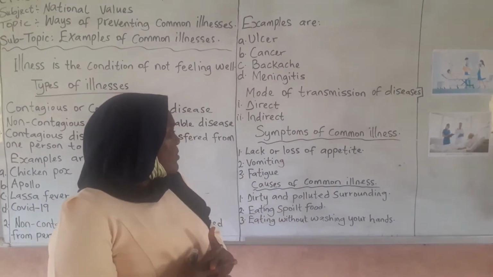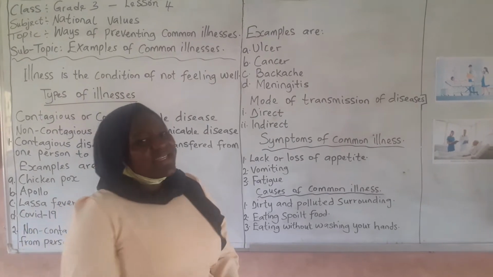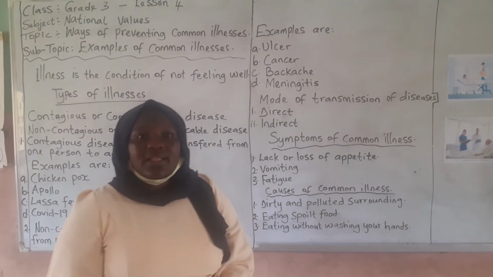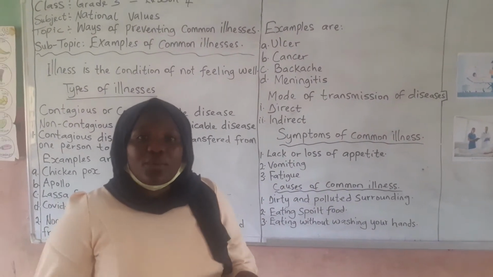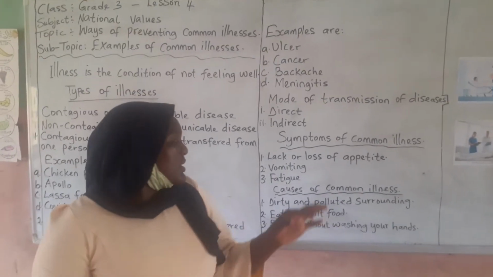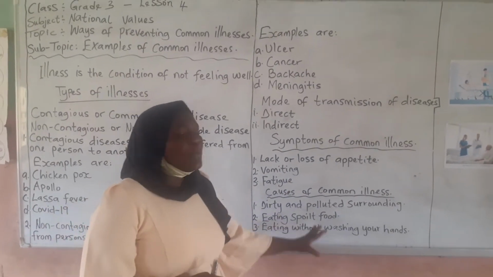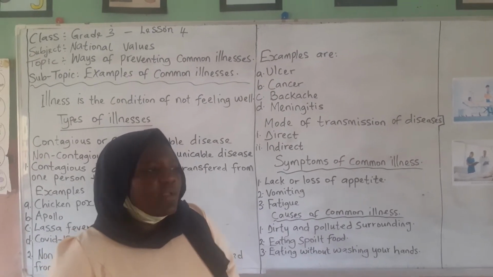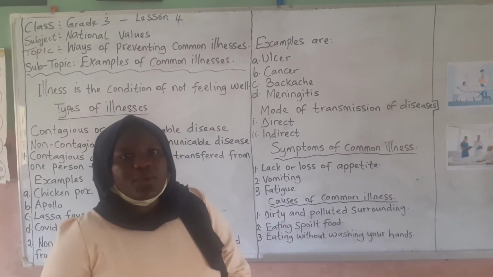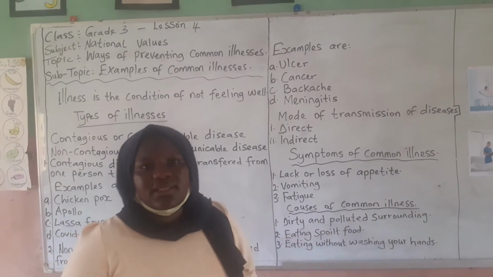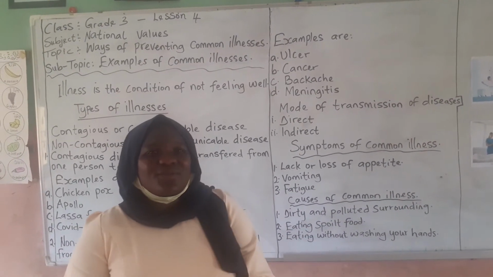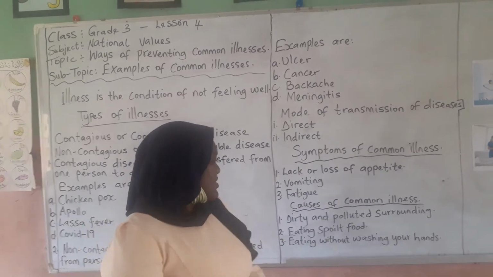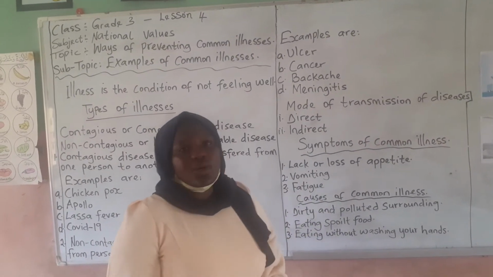And the causes of common illnesses: dirty and polluted environment. That's why you are always asked to keep your environment clean so that you will not get sick. Eating spoiled food. Try to finish your food. When it is spoiled, give it to animals. Don't throw it away. Give it to animals that can eat it. And don't even let the food get spoiled. Try to finish it.